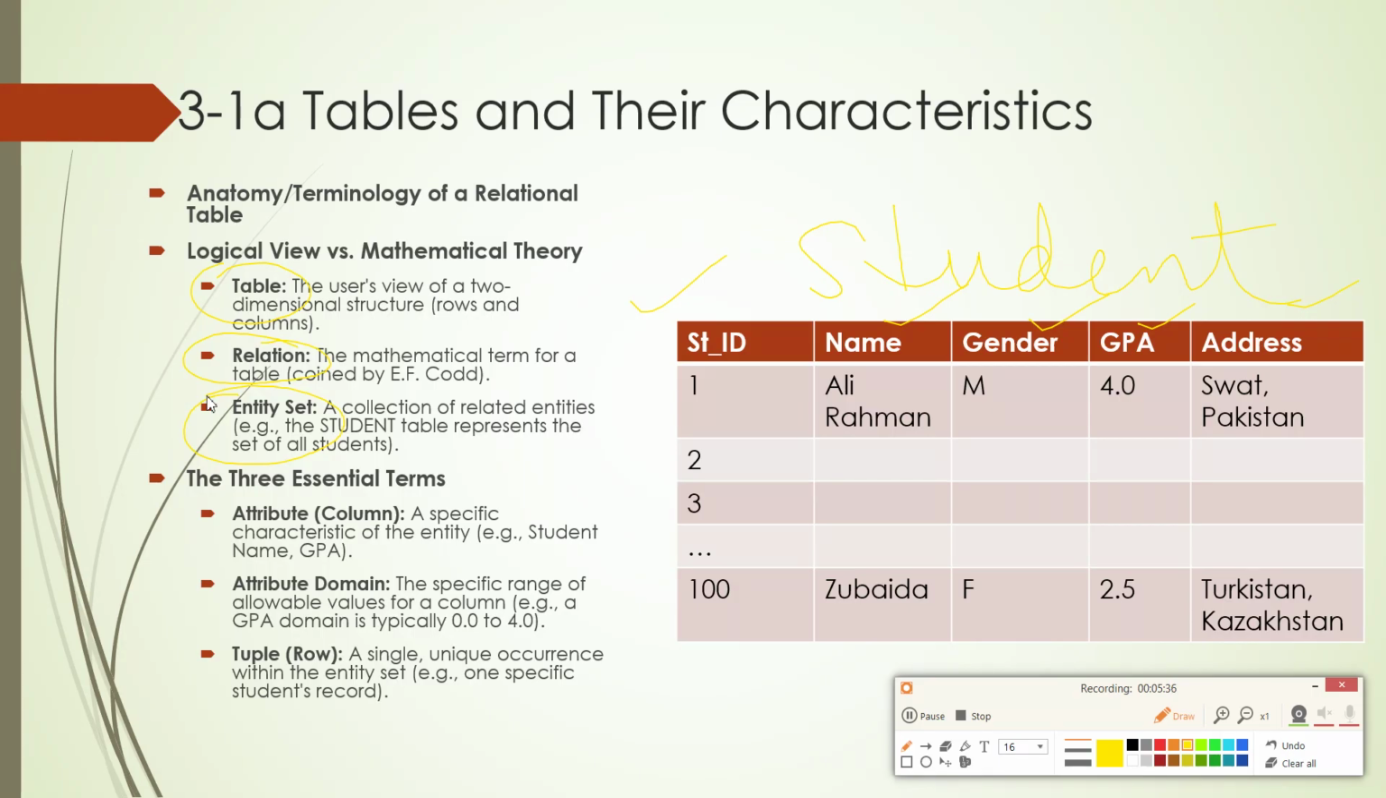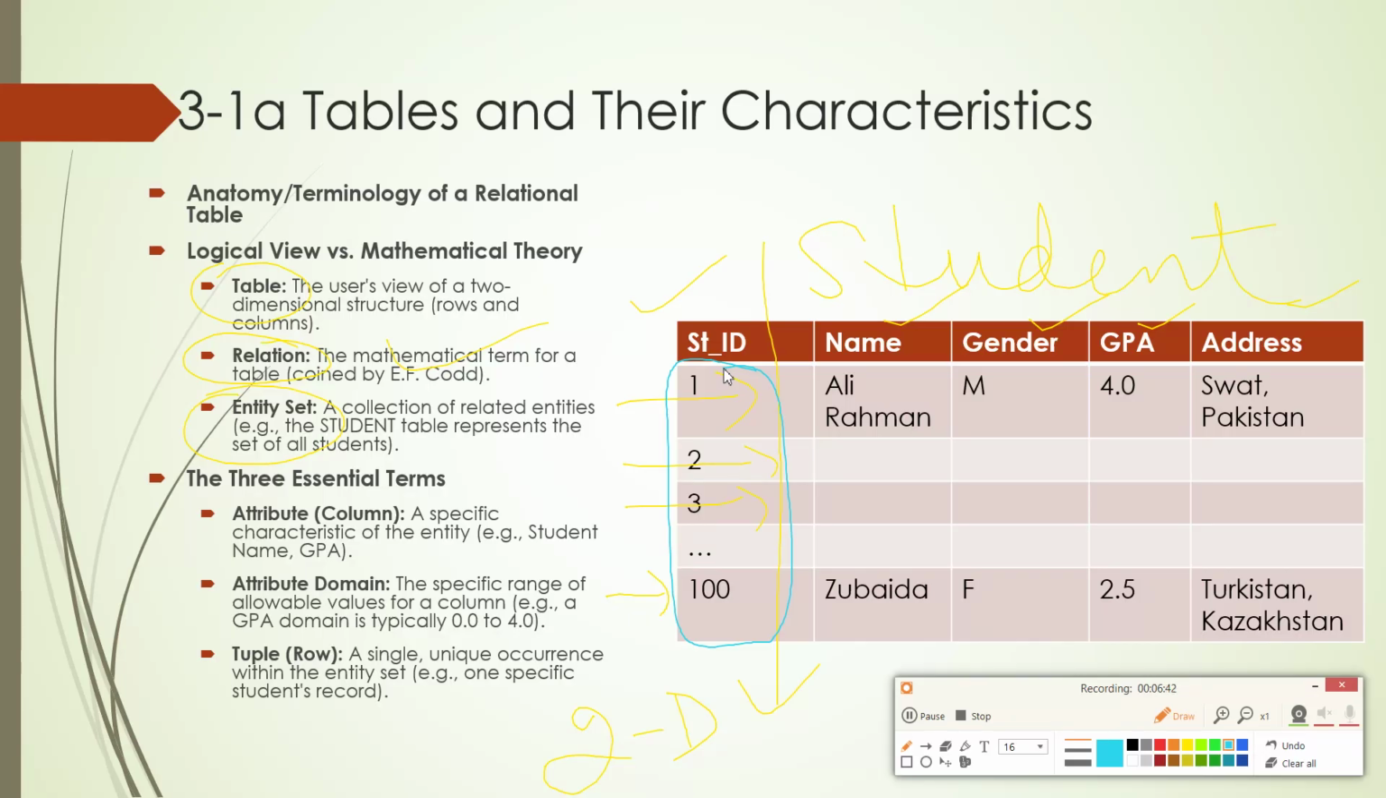Table, as we already discussed, is the rows and columns representation, that is, the two-dimensional representation of data. But when we talk in terms of mathematics, then it will be called a relation. And if we talk in terms of how many records it is storing, for example 1, 2, 3 up to 100 students' data stored inside this table, then this is called an entity set. It means a set of 100 students is stored inside this structure, and overall this table is called an entity set.